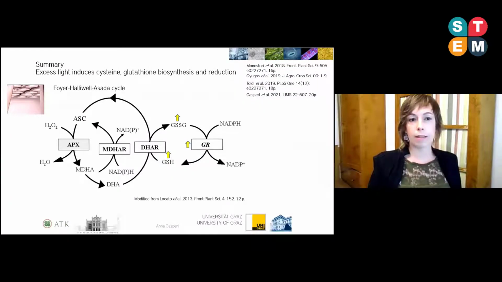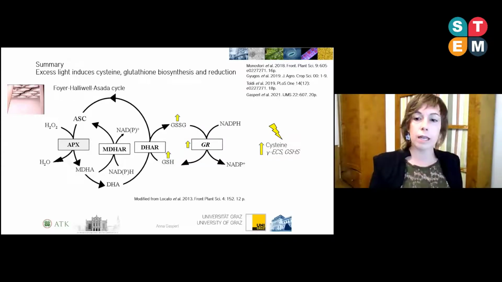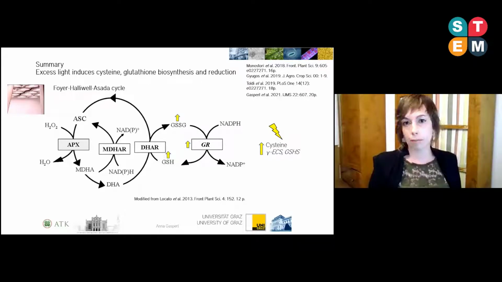If we look again at this detoxification model or pathway for hydrogen peroxide, high light treatment with this double intensity that we used increased not only the two forms of glutathione, but also the expression of glutathione reductase. And in other experiments, my colleagues in Hungary also found an increase in cysteine, as I mentioned previously, but also an increase in gamma-glutamyl cysteine synthetase expression and glutathione synthase expression.